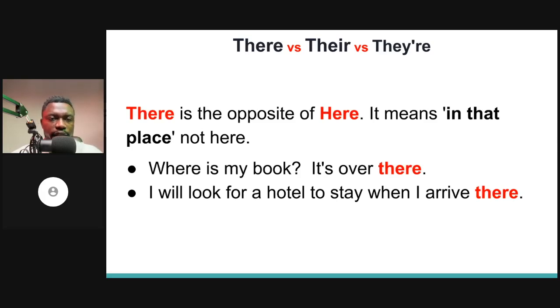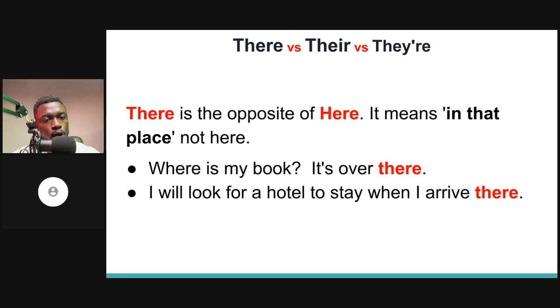The difference between there, their, and they're. Okay, nous avons trois mots qui se prononcent de la même façon. First, there is the opposite of here.